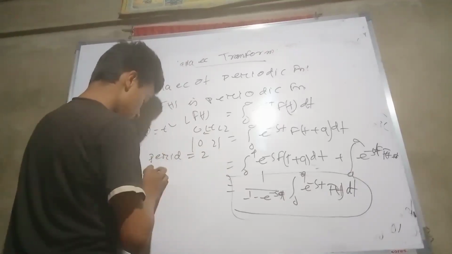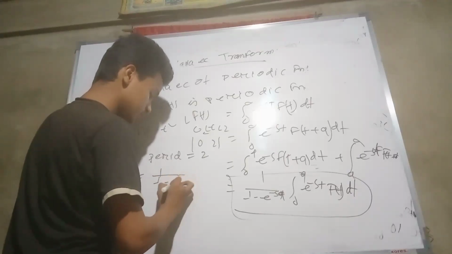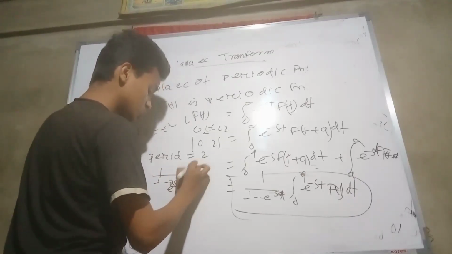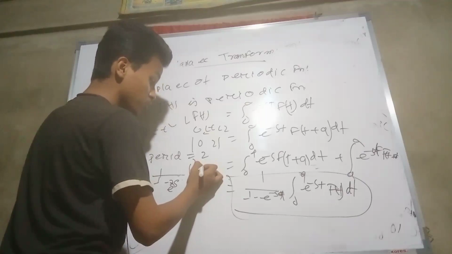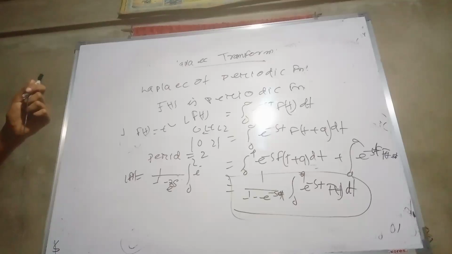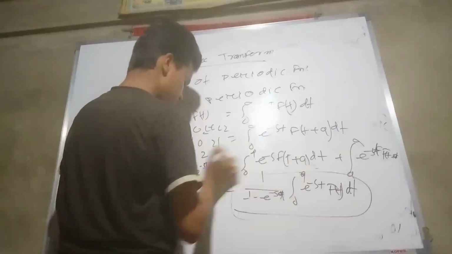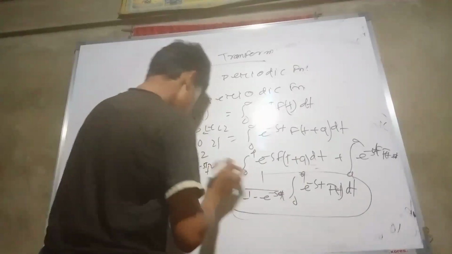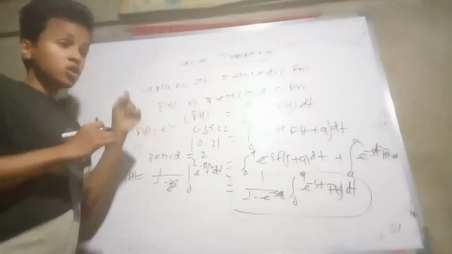So the period is 2. So the Laplace transform of f(t) will be 1 over (1 - e^(-2s)) times the integral from 0 to 2 of e^(-st) f(t), where f(t) is t square, dt. Obviously you can find it, so there is no problem. So I have done it, so I'll move to the next part of this topic.